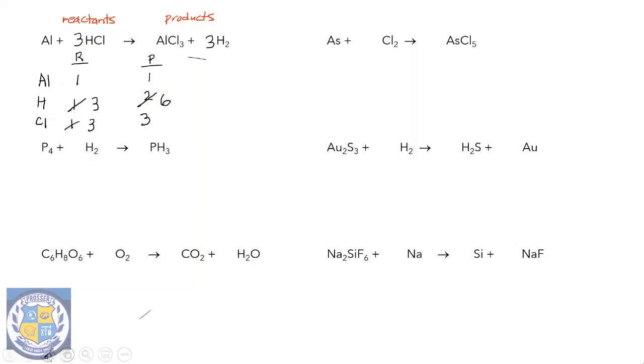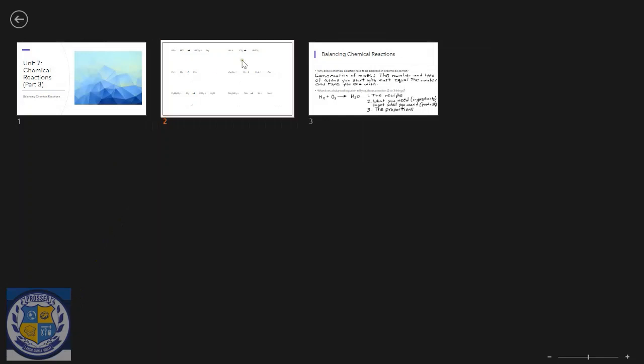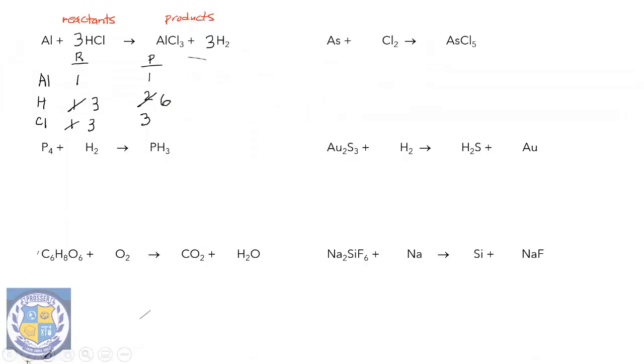So I'm going to erase that 3, and I need to put a 6 there. So that's going to make the number of hydrogens 6. It's also going to make the number of chlorines 6. Okay, so the hydrogens are now balanced.